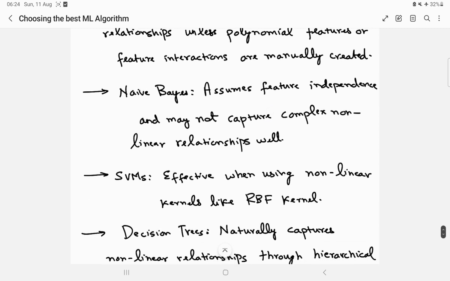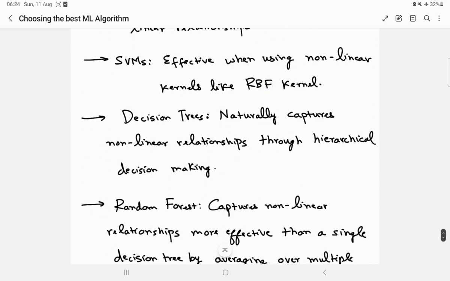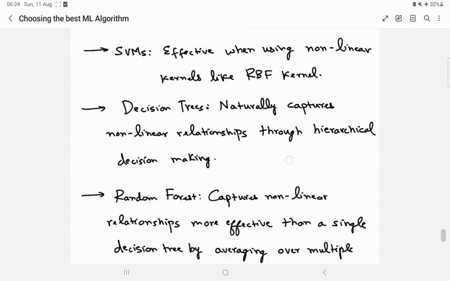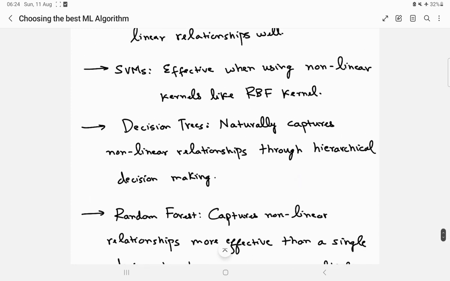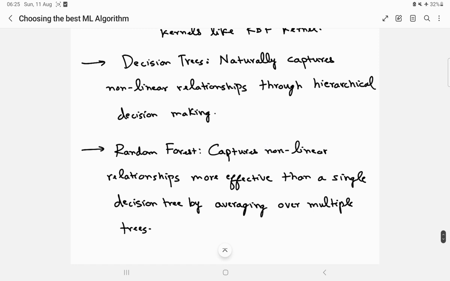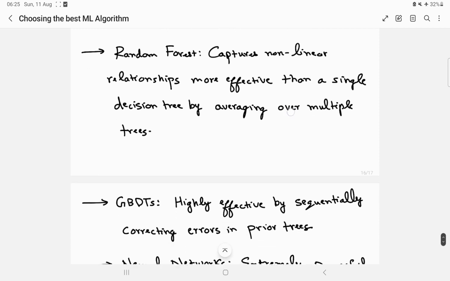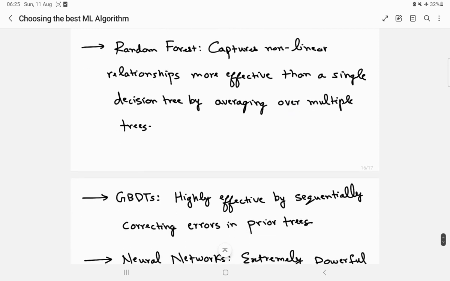Naive Bayes assumes feature independence, so it may not capture complex non-linear relationships very well. SVMs are very effective when using non-linear kernels like the RBF kernel, which can capture the non-linear relationship between your features and your target variable. Decision trees naturally capture non-linear relationships via hierarchical decision making. That's how decision trees work. Random forest can also capture non-linear relationships, but more effectively than a single decision tree because it averages the output over multiple trees.